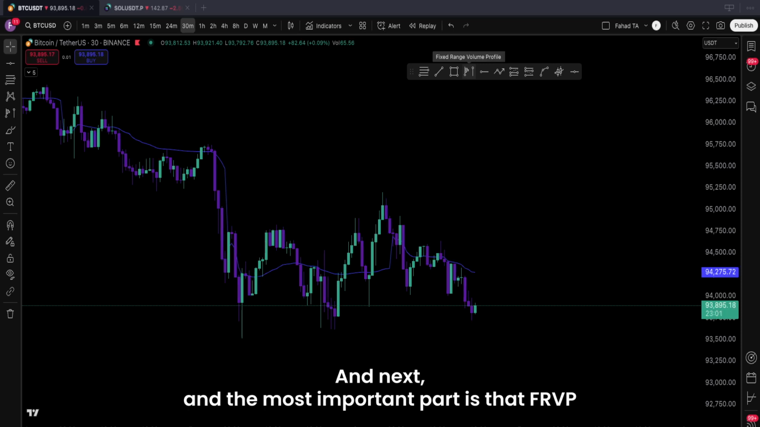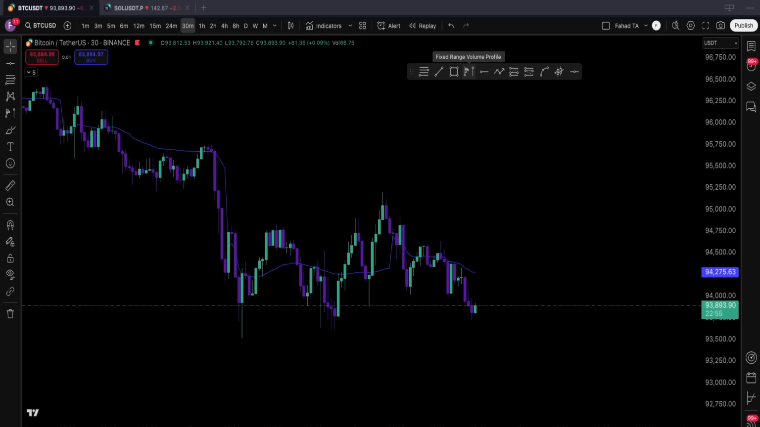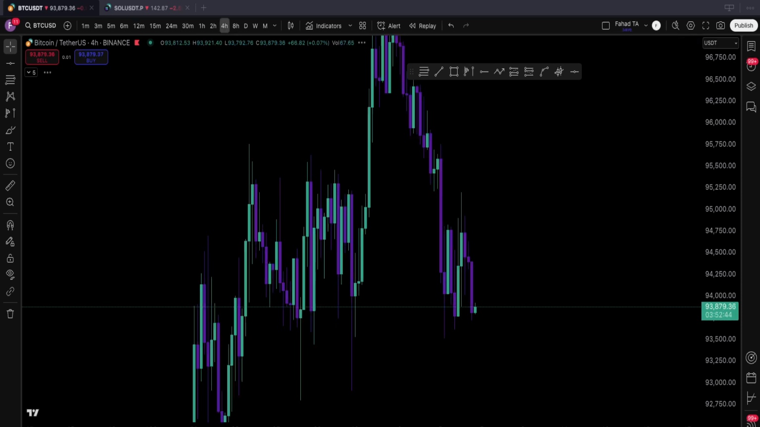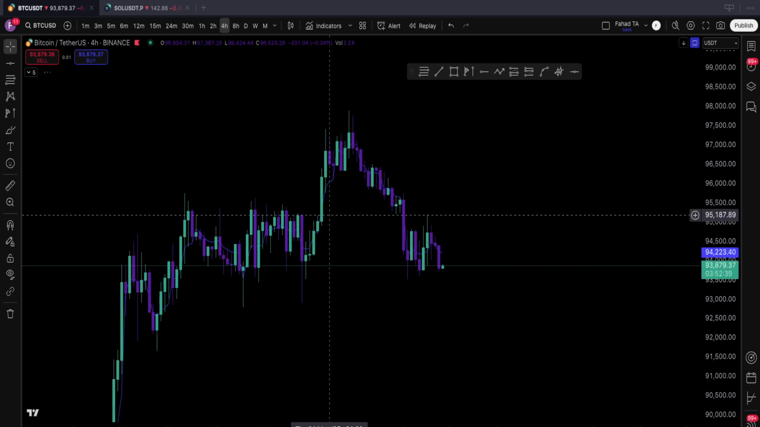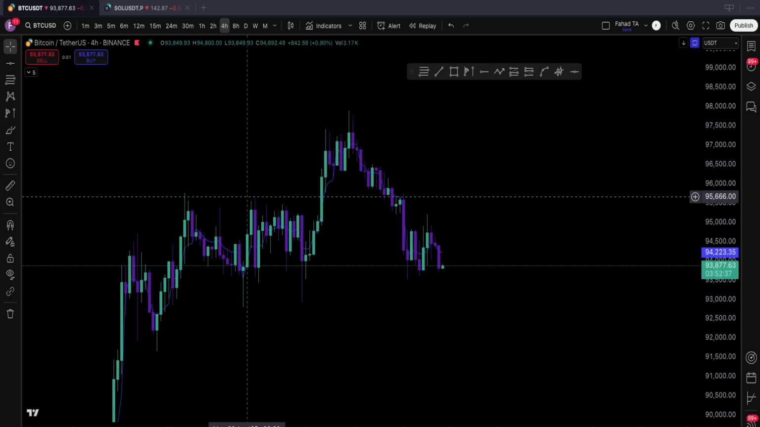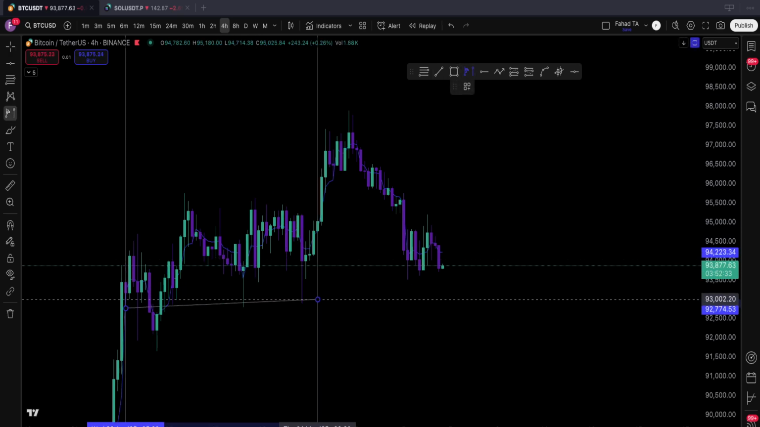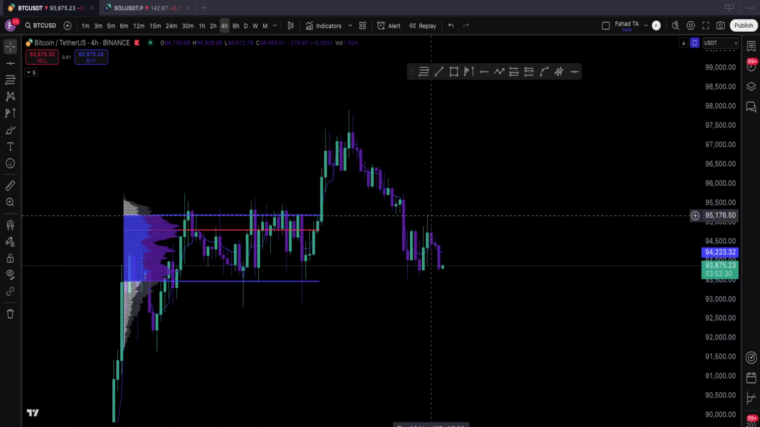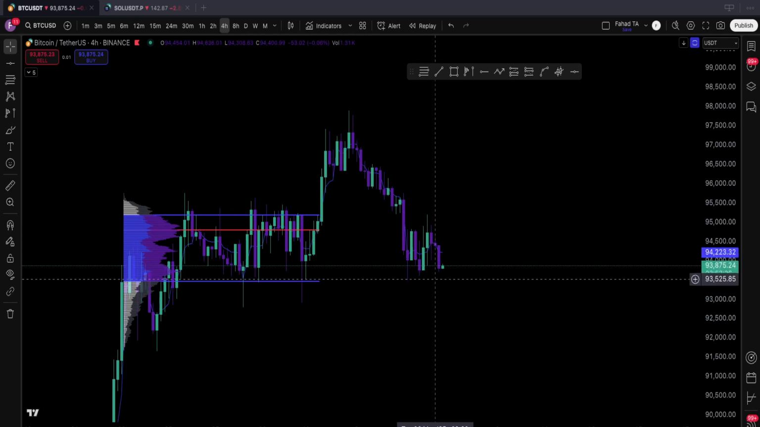And next, and the most important part, is that FRVP levels can be used as support and resistance levels as well. So every time you flip a support into resistance, you can plan it accordingly. Now if you go on a bigger time frame, let's say 4 hours, we have this trending market. This was a trend towards the upside, and before that we were in a ranging market. So you can mark your previous range. Right now what we are seeing is that we are getting accepted back in the previous range, and that's how we can easily plan our trade.